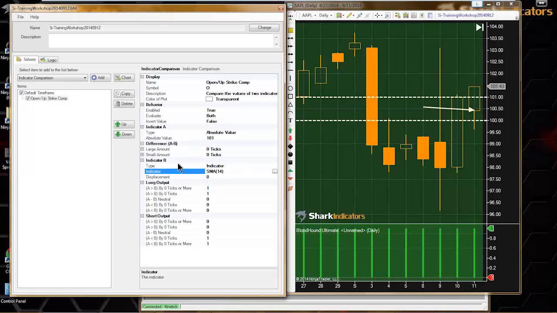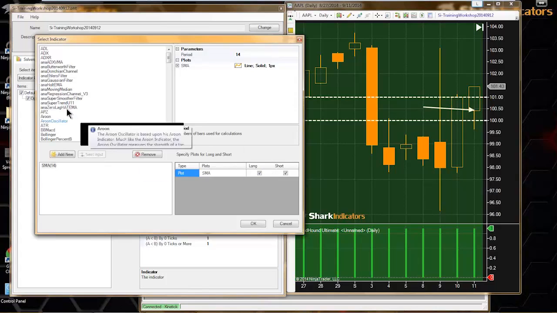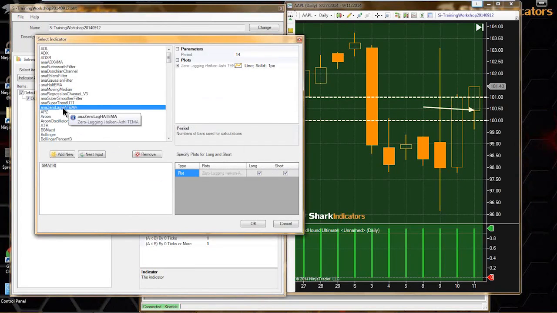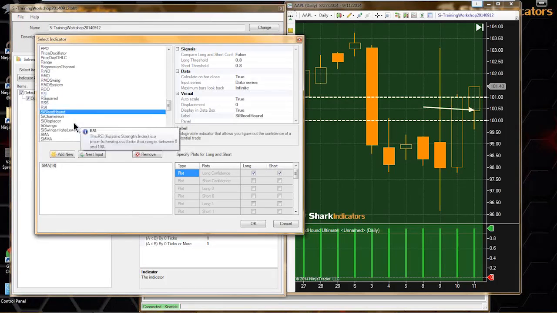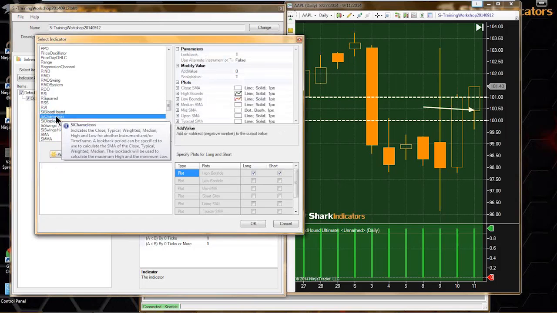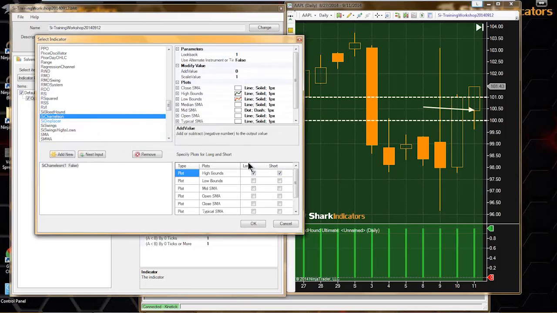Now the indicator B is going to be the open price. So we're comparing the open price to the upper strike price. To get the opening price, we're going to come down to Chameleon, and we want to use the open price here, like so.